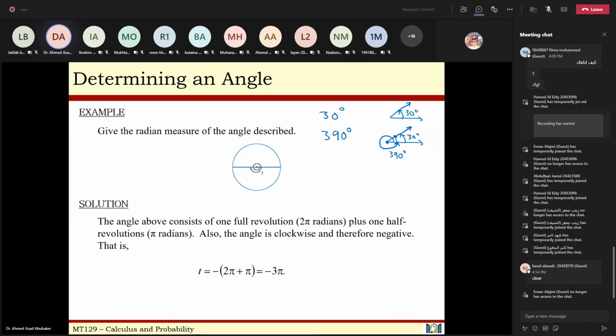So if we have any angle, look at this, we have negative 360 degrees, and we have this one minus 180. So we have negative 360 plus negative 180, which equals negative 540, or negative 2 pi plus negative pi, so we have negative 3 pi. Okay.